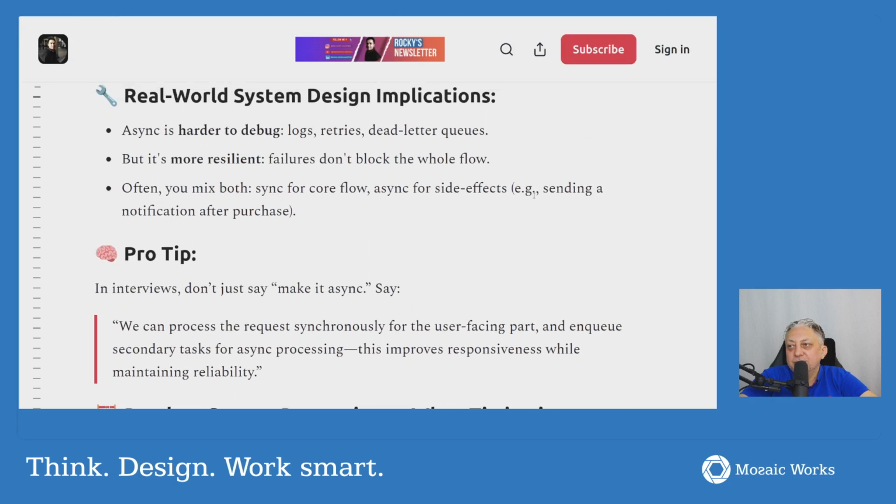Real-world implications: async is harder to debug. You have logs, retries, dead letter queues, but it's more resilient. Failures don't block the whole flow.